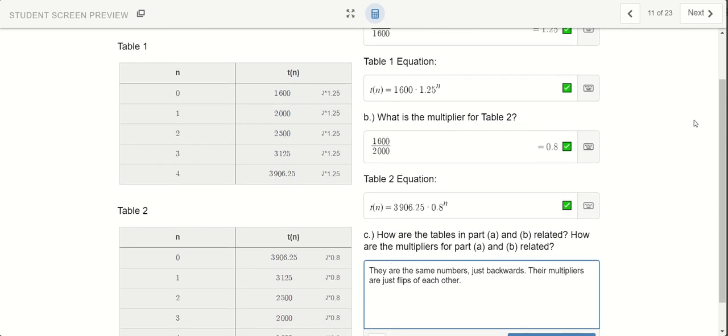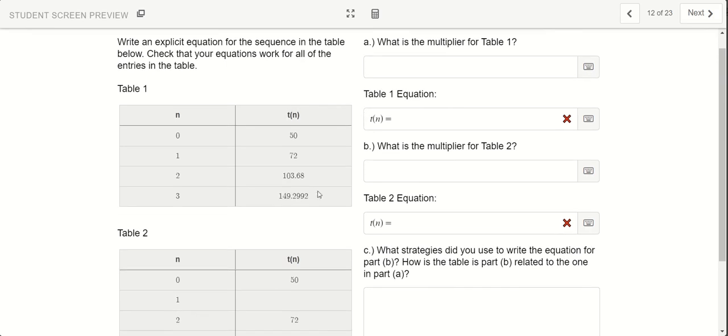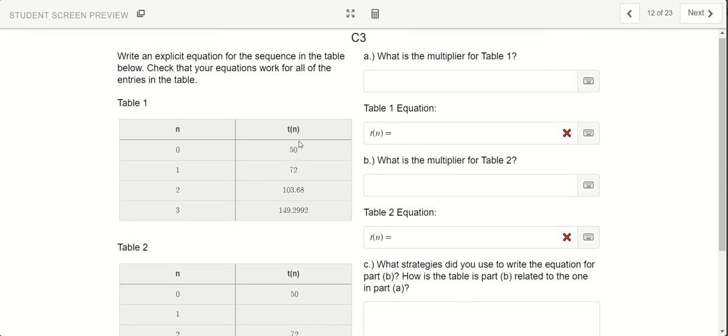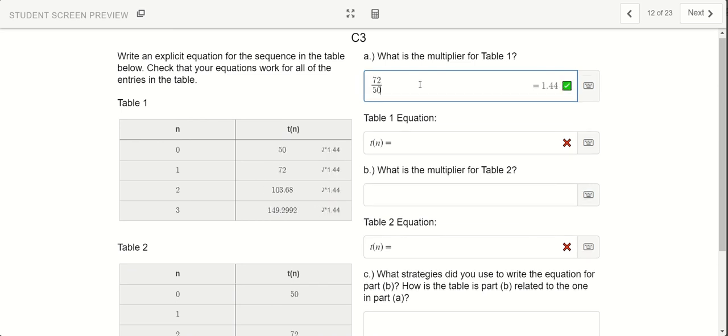Okay, moving on to the next example. Here we have two more tables, and same thing as before. Let's find my multiplier. Again, next divided by previous, next divided by previous. 72 divided by 50 is 1.44. So my equation is I'm starting with 50. I keep multiplying by 1.44 over and over again.